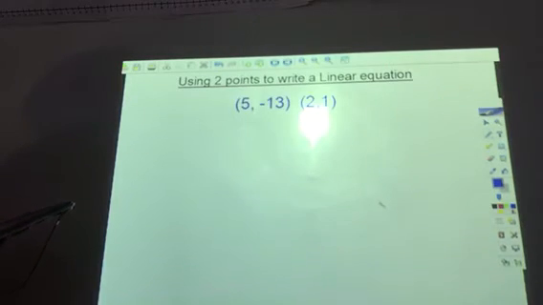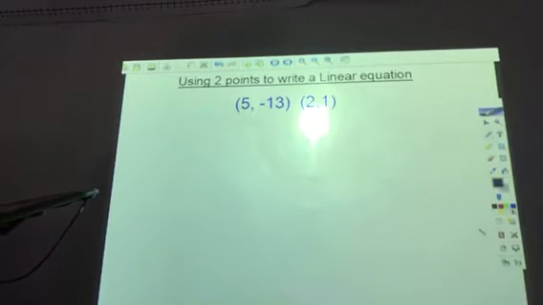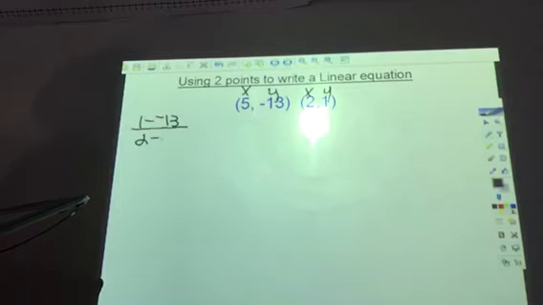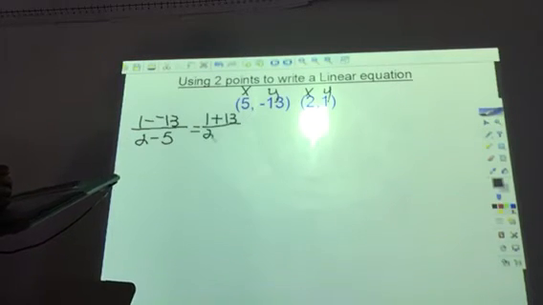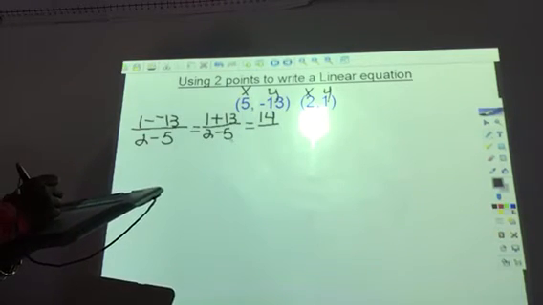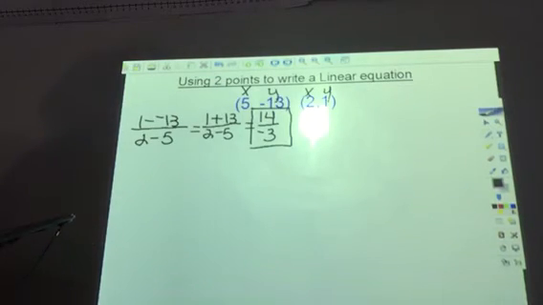Okay? The next example is 5, negative 13, and 2 and 1. I'm going to start again by labeling the points and finding my slope. So now, this will be 1 minus negative 13 and 2 minus 5. I have two negatives here that will equal a positive, so this is really 1 plus 13 over 2 minus 5. 1 plus 13 is 14. 2 minus 5 is negative 3. Okay, can't reduce it any further, so that is now my slope.